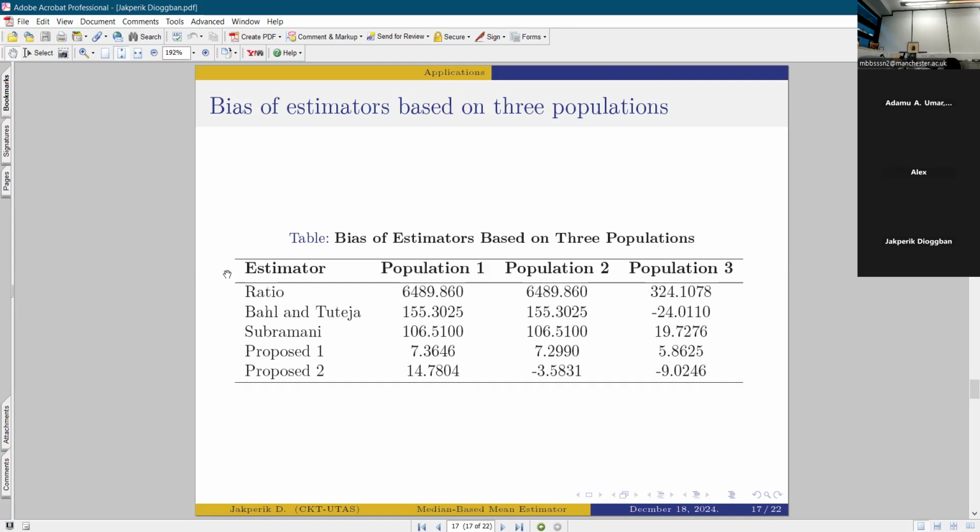The quantity of wheat produced was the study variable, and the land cultivated is the auxiliary variable for two populations in 1971 and 1974. And then the third population is about student performance in exams. And these three populations were used to assess the performance of the 5 estimators. So in the first one, the bias of the ratio estimator is seen to be very high in all three populations, and that is to be expected because the ratio estimator is already known to be biased.